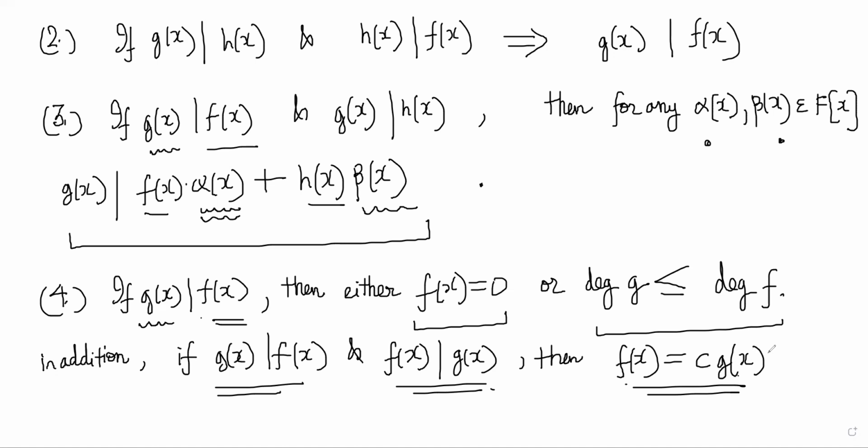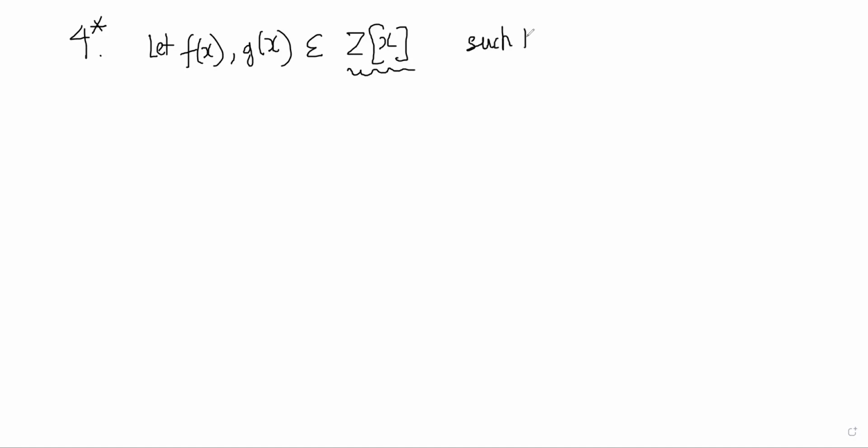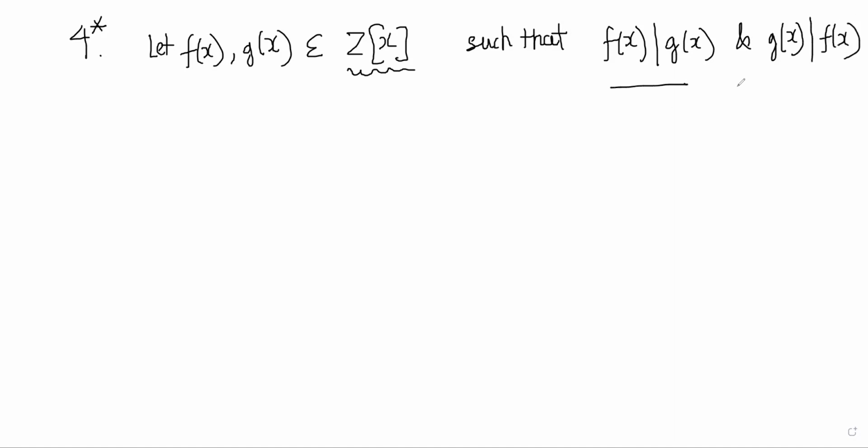Now, this was for polynomials in the set capital F of x. We have a slightly different version of the same property for integer polynomials. So we can call it 4-star. We say, let f of x and g of x belong to the set of polynomials Z of x, or the set of integer polynomials, such that f of x divides g of x and g of x divides f of x. So usually we should say that f of x and g of x are similar to each other, or are the same. In this case, we will say f of x is equal to plus or minus g of x.